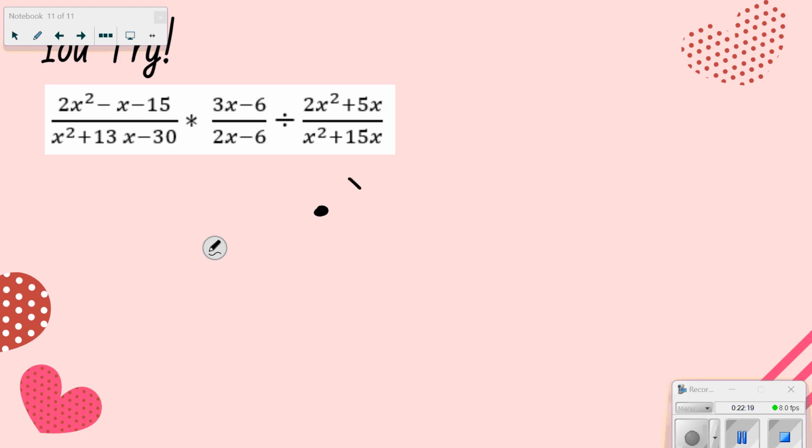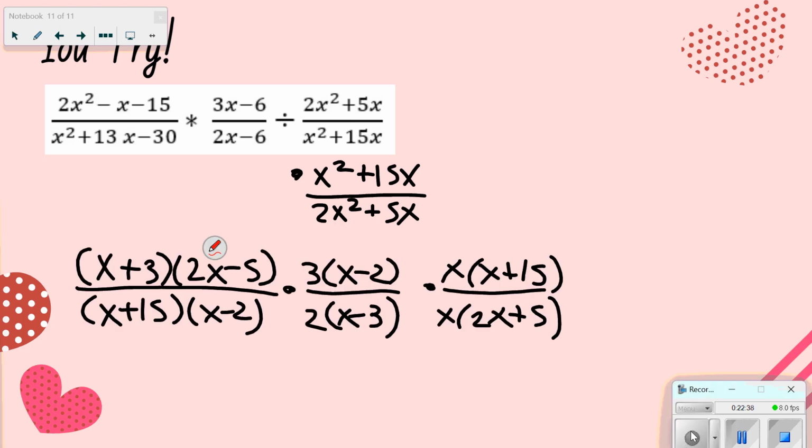Multiply by the reciprocal here, which would just look like multiplying by x squared plus 15x over 2x squared plus 5x. And then, what were we factoring for? What did you guys see we could keep simplifying by? Anybody see any common factors in the numerator and denominator? Do we have any common factors?